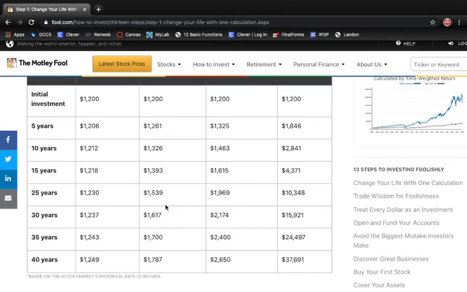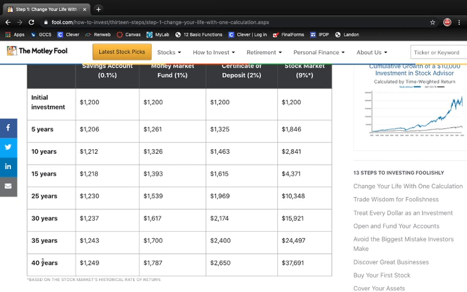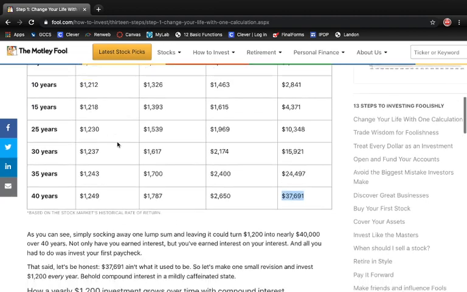So, a one-time investment of $1,200 after 40 years. Once you give something time, it will grow. Okay? It will grow. So do something and give it some time, it will grow. But that's a one-time investment of $1,200. But we talked about this.